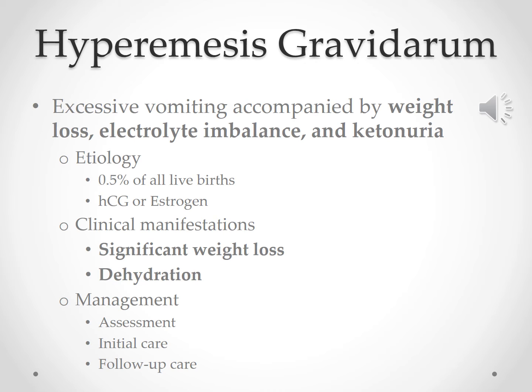Associated risks for having HEG will be a multi-fetal pregnancy, so twins, triplets, any multi-gestation. Chromosomal abnormalities like your trisomy 18 or 21. If she has gestational trophoblastic disease, if she is overweight or obese, if this is her first pregnancy, or if she has history of migraines.